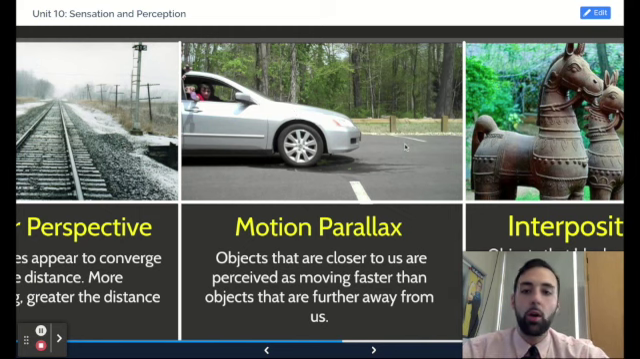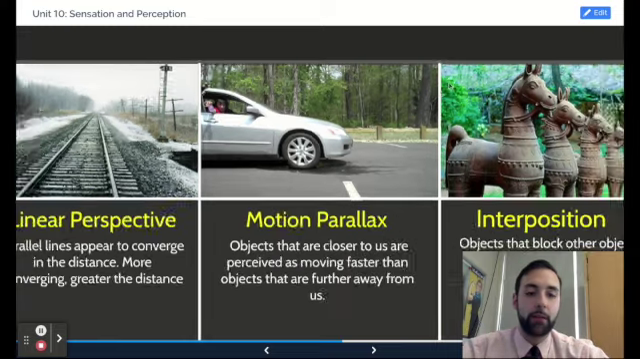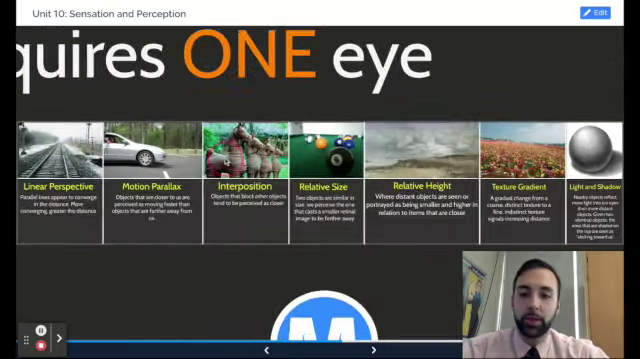Like, for example, what seems closer, this car or this tree? Well, the fact that the car is perceived as moving makes it such that it seems closer than the tree in the background. Interposition is a really simple one.